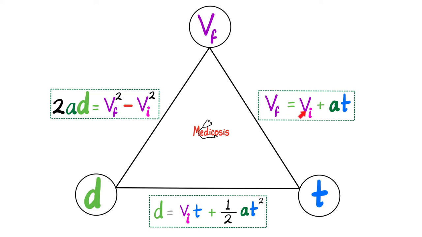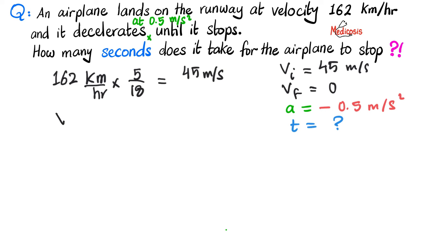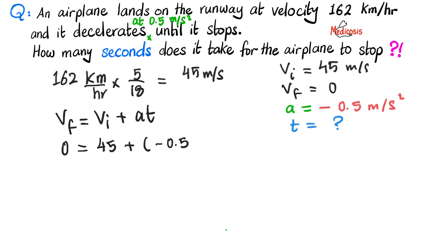V final equals v initial plus at. Where is my v final? It is 0. Where is my v initial? It is 45. And the a is, careful, it is negative 0.5. And then you multiply that by t. Let's get this negative half t to the other side with a positive sign. So this becomes half of t equals 45. How do I get t alone? You divide each side by 0.5.